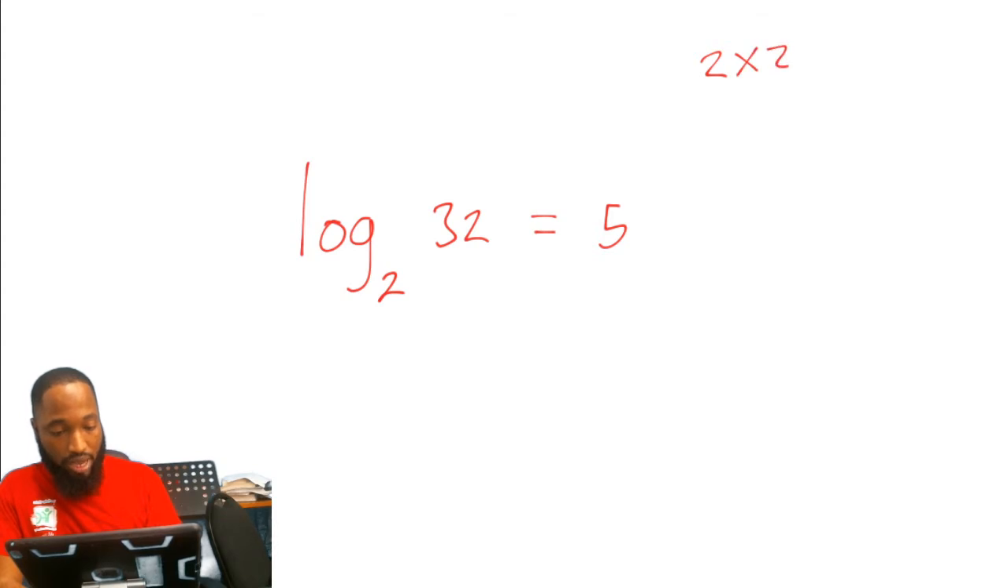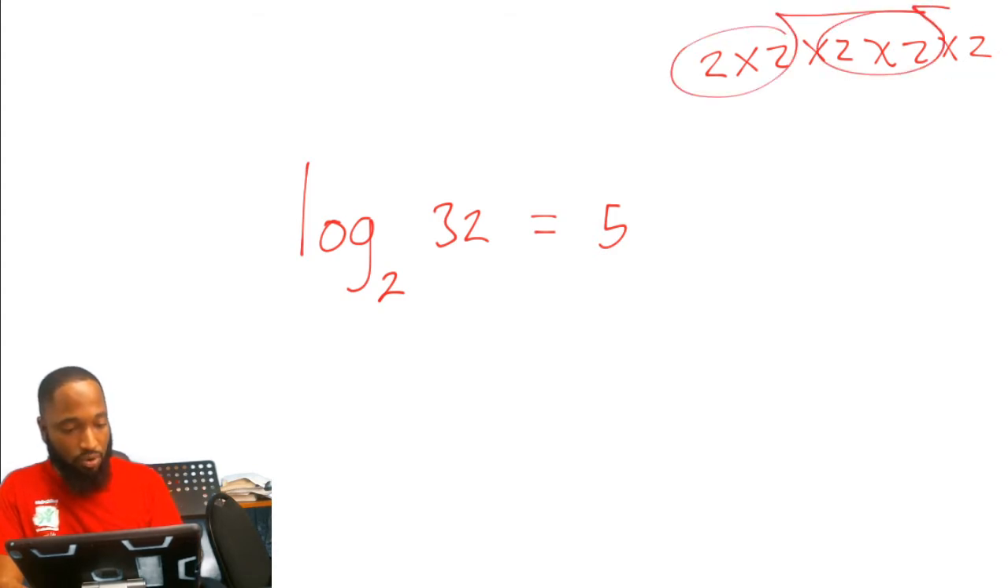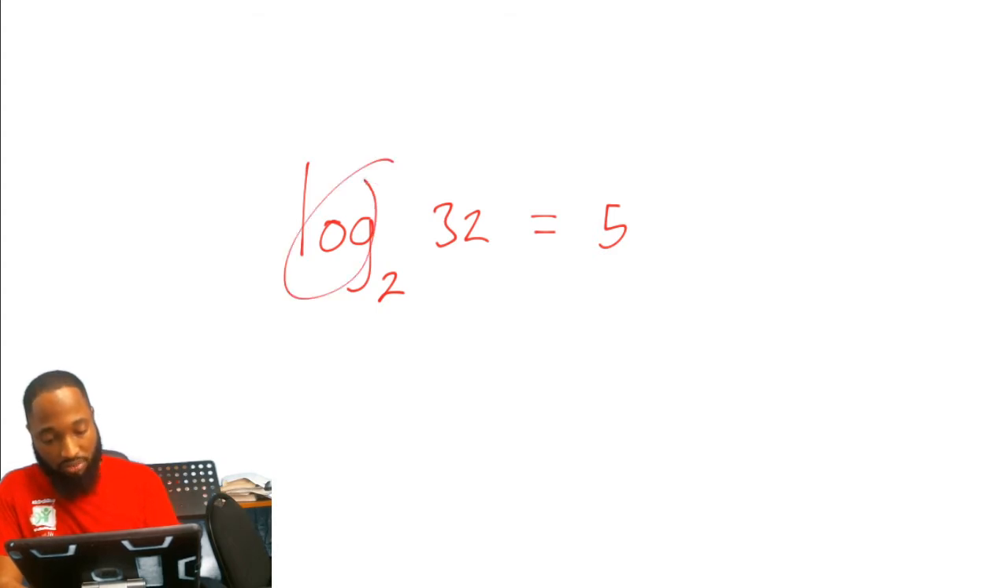2 by 2 by 2 by 2 by 2. 1, 2, 3, 4, 5. So this is like 4 by 4 by 8, so this is like 4 by 8. 4 by 8 is 32, right? So yes, 2 to the power of 5 is 32. So log base 2 of 32 is 5.